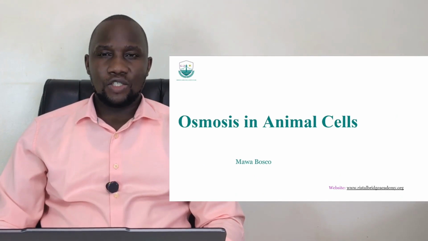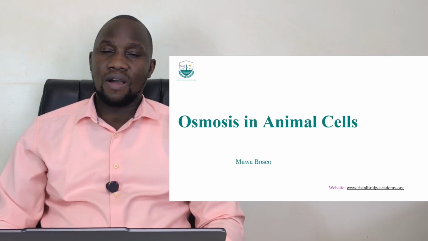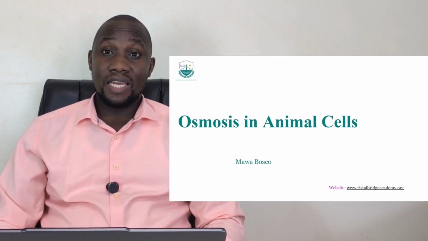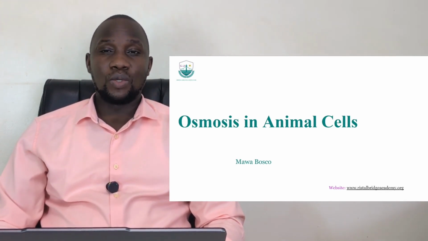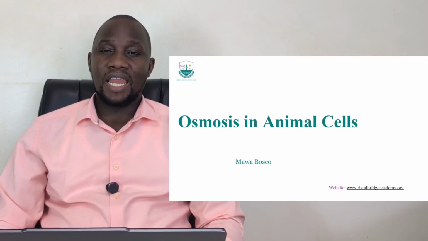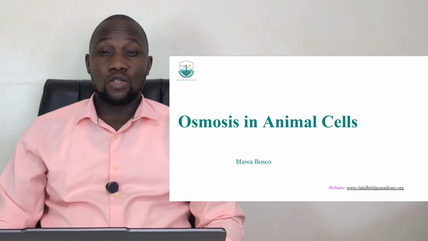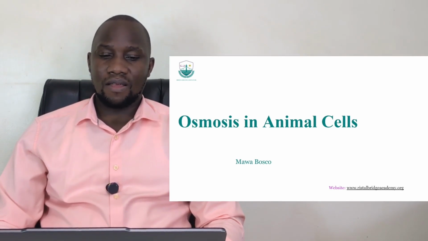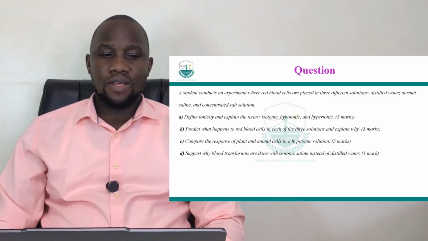So let's basically talk about what happens when you have animal cells being placed in solutions of different tonicities. Remember, we have hypotonic, isotonic, and hypertonic solutions. So what happens when you place animal cells there? We start with a question.